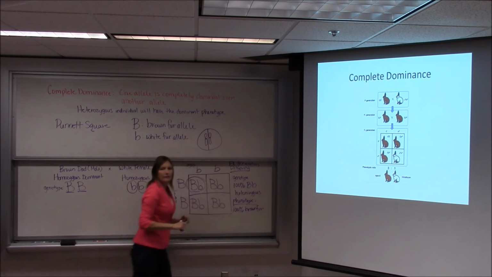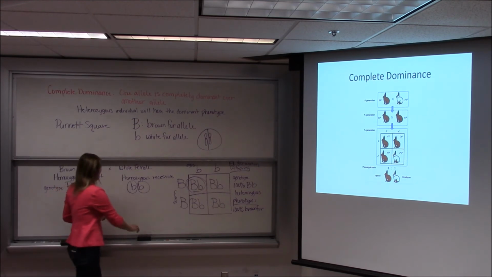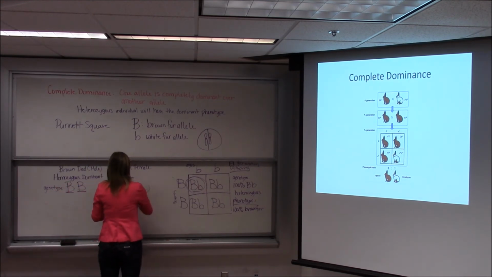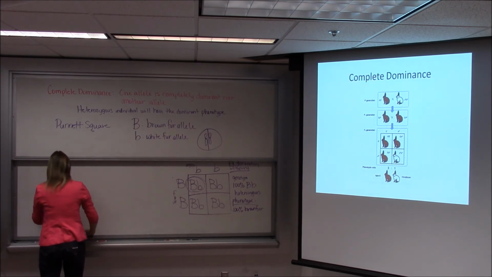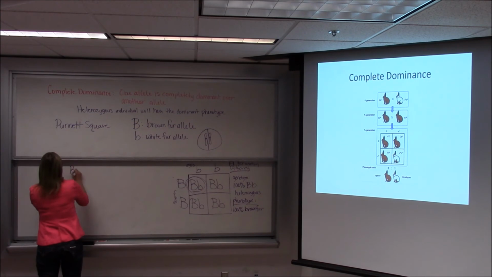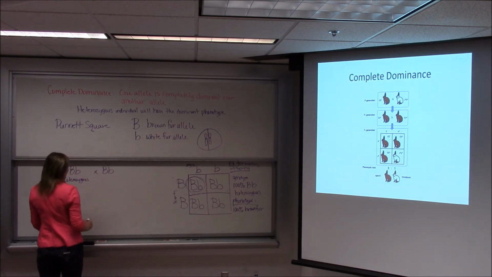Now let's take two of those offspring and cross them and see what we come up with. I know you don't really want to do that. You don't really want to have offspring mate with each other. Not a good idea. But in this case, we're just going to show if two heterozygous individuals mated. So, heterozygous mom and heterozygous dad. Let's look at that Punnett square.